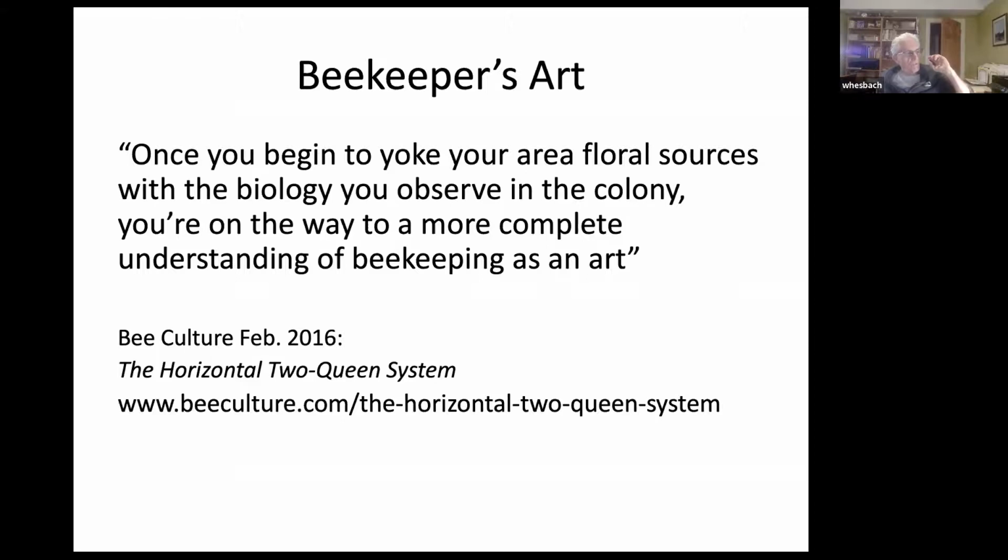Once you move your thinking out of hive centricity, being hive centric, into understanding that everything that you observe inside of a colony throughout the year is always moving forward based on the available resources in the ecosphere. The biology and the ecosphere are linked. They're not separate things. If the floral sources don't materialize, the biology stops. The biology will never start without the floral sources being available, unless, of course, you artificially stimulate them in some way.